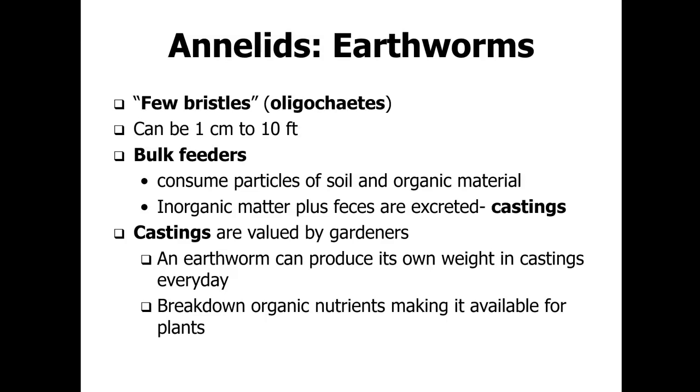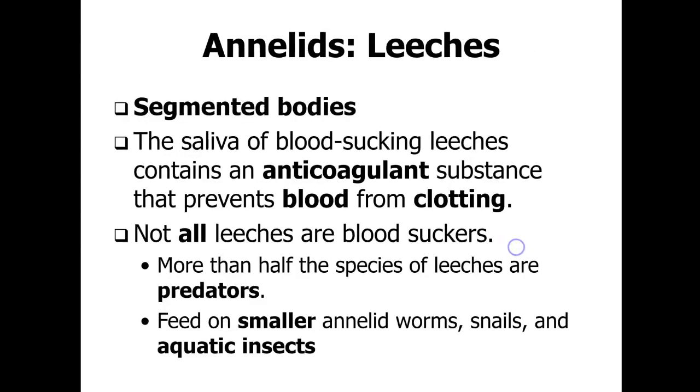Now, castings are going to be very important to gardeners. An earthworm can produce its own weight in castings every day. It's going to be very nutritious for the plants that gardener is going to grow. It's going to be a breakdown of organic nutrients, and since it's broken down, it makes it readily available for that plant to soak it in through its roots.